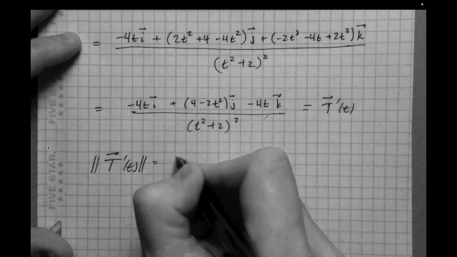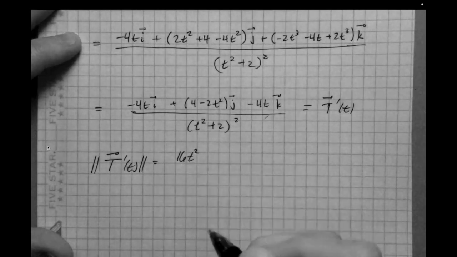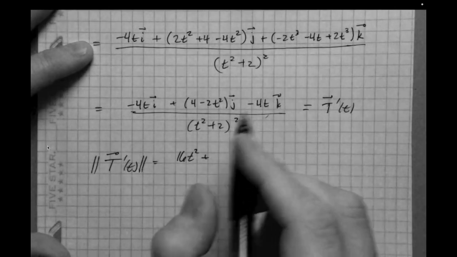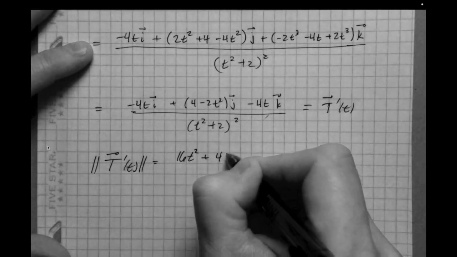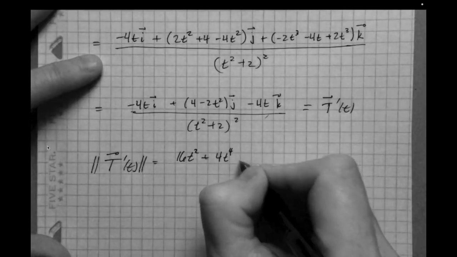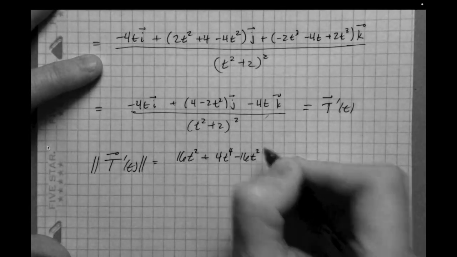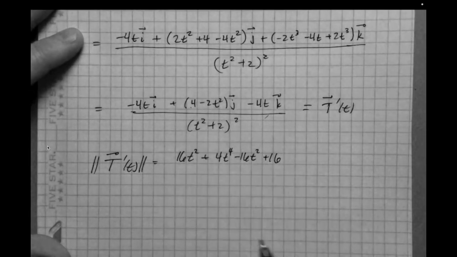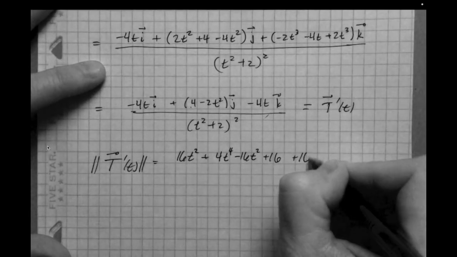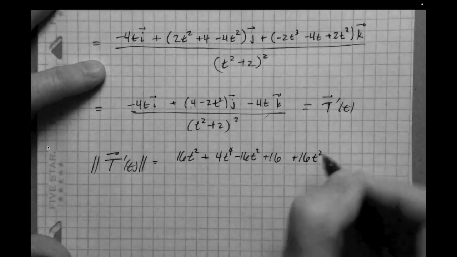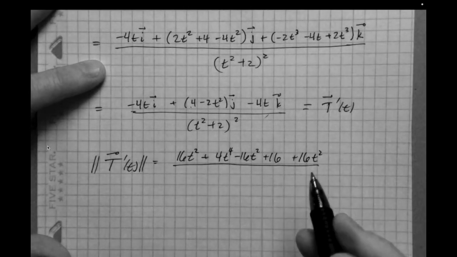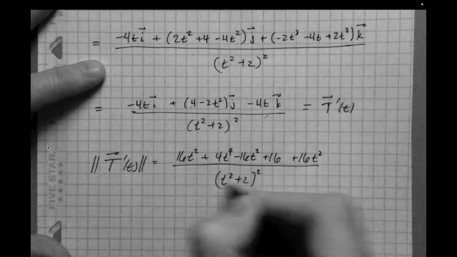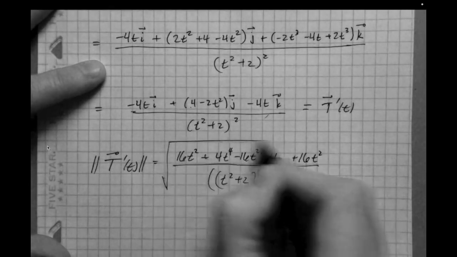So it'll be 16t squared plus, and I'm going to square this all out here. So this will be 4t to the 4th minus 16t squared, and then plus 16, right? So if you just kind of square that out. And then this other one is plus 16t squared. And then, of course, the bottom becomes (t squared plus 2) quantity squared, squared. Yeah, so you get that.